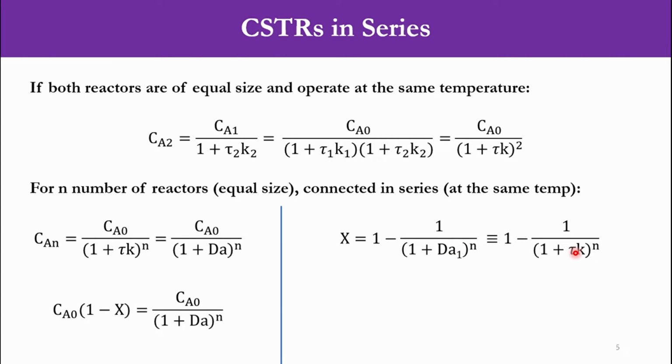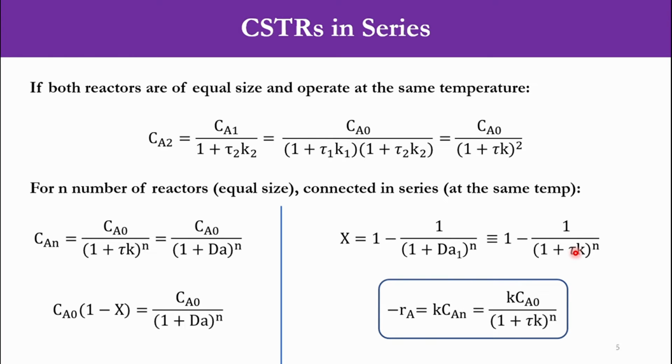And once we further align it, we get the value of x, or minus Ra is equal to k Ca raised to power n, and Ca raised to power n is equal to Ca0 over (1 plus DA) raised to power n. So that is represented over here, where DA is tau k. So k comes directly over here, and Can is replaced by Ca0 over (1 plus tau k) raised to power n. So this is how you calculate the conversion.